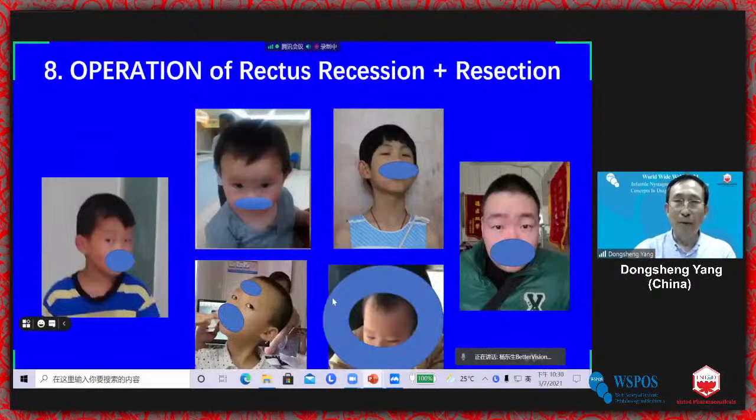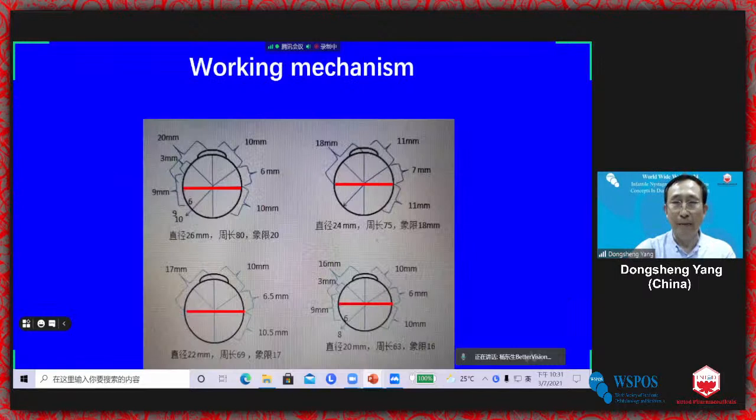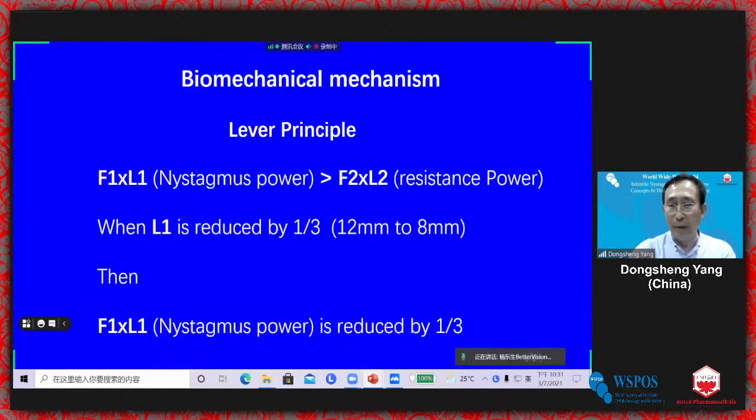In my experience, for head turn, chin down, chin up, no head posture, and head shaking or multiple planar head posture, it works for all kinds of head posture. So what's the working mechanism? We believe that it changes the arm length of the force, like this one, and maybe the lever principle is applied to work to reduce the nystagmus.